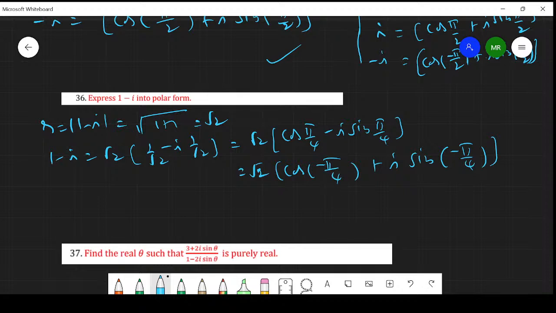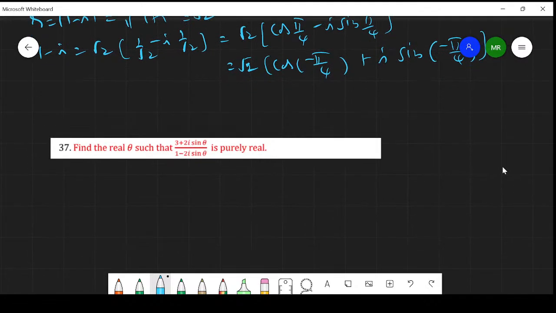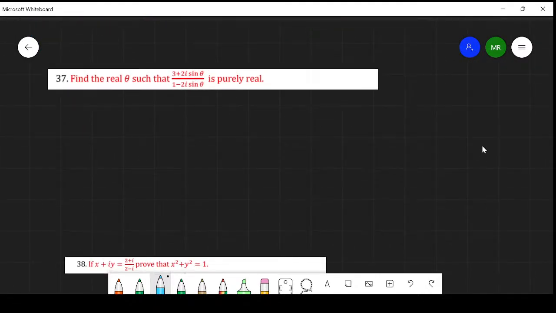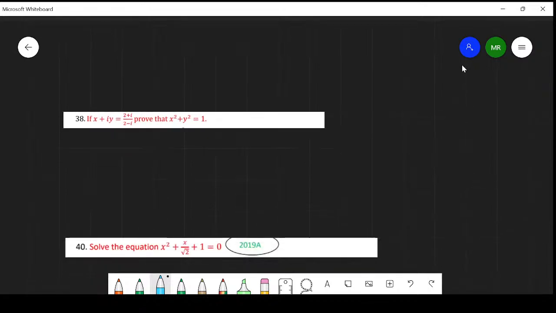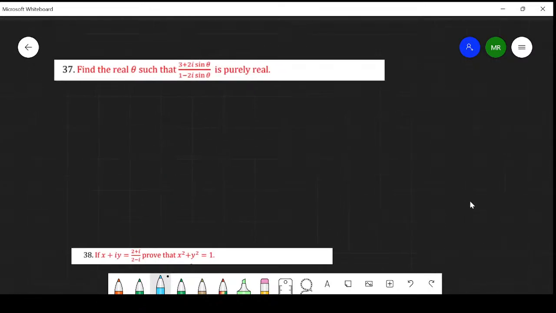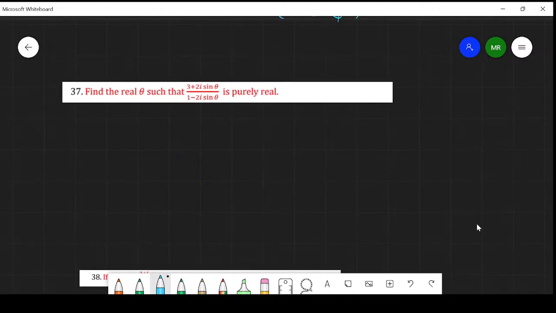Root 2 into cos of minus pi by 4 plus i sin of minus pi by 4. It gives the required answer. That is polar form. We got the polar form. Right, next is the problem "find the real theta". When the paper is very tough, they may give this problem. Rarely they may ask this one. Only 38 problems I am doing in complex numbers. After that, only quadratic equations. It takes another maximum 10 to 12 minutes to complete the class.